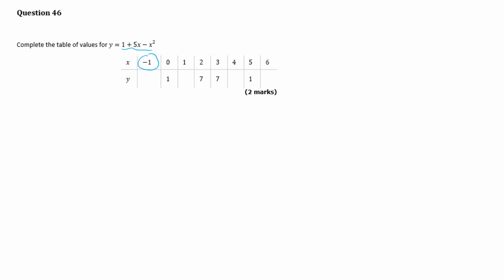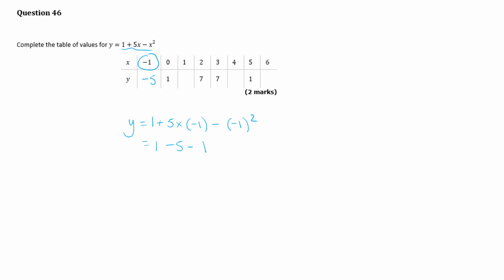When you're substituting values into a formula or into an equation, just remember when you put in minus numbers in, put the minus numbers in brackets in your calculator. So if we were plotting a graph and had to get this table, we would put minus 1 in, go in our calculators and do 1 plus 5 times minus 1 minus minus 1 all squared, which would be 1 minus 5 minus another 1, which is just going to be minus 5.